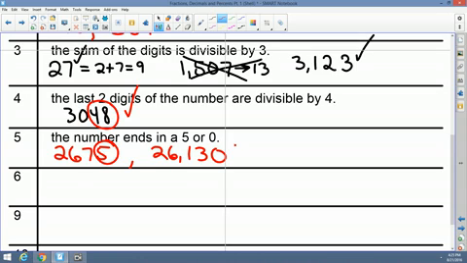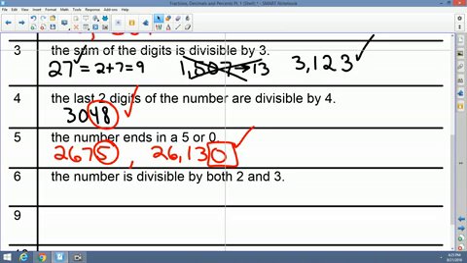26,130, well, it ends in a 0, so it's also divisible by 5. A number is divisible by 6 if the number is divisible by both 2 and 3. Let's look at an example here. Let's look at the number 314. Okay.